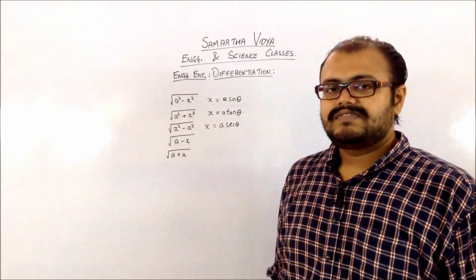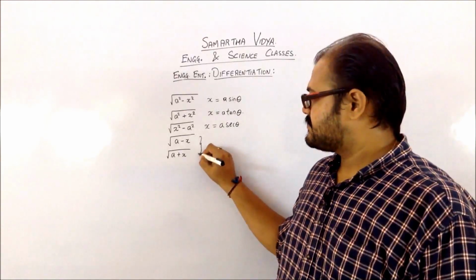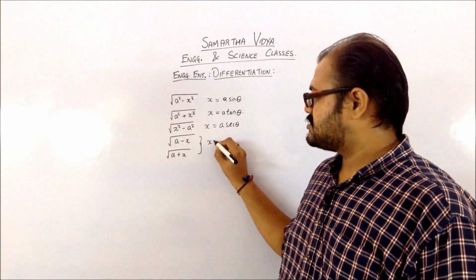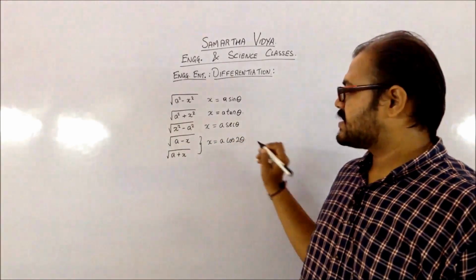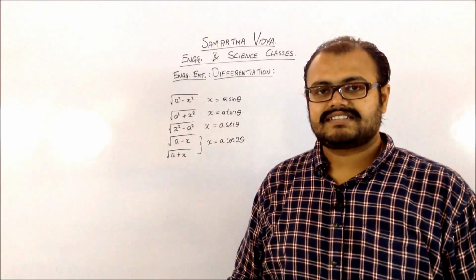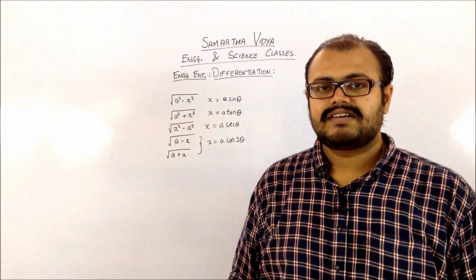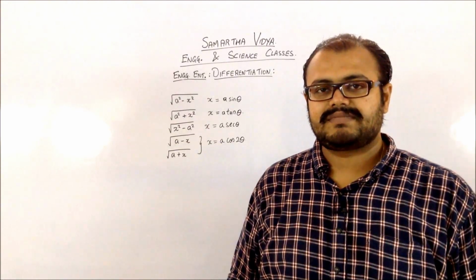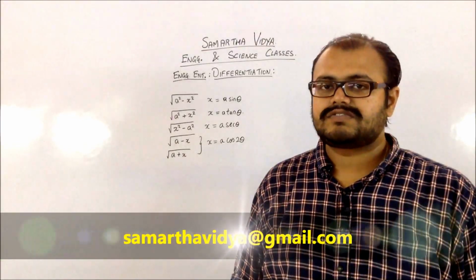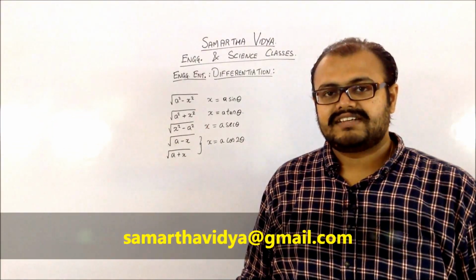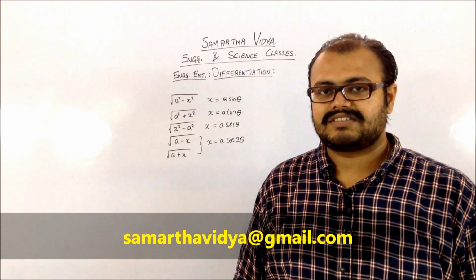If you have a term which is root of a minus x or root of a plus x, in this case your substitution should be x equal to a cos 2 theta. Whenever you are substituting such things, your trigonometric identities will be in play, your double angle formulas will be in play, and many more such things. So you should be well versed with the formulas of trigonometry and also inverse trigonometry. Let's see some of the sums which will be based on this particular topic.